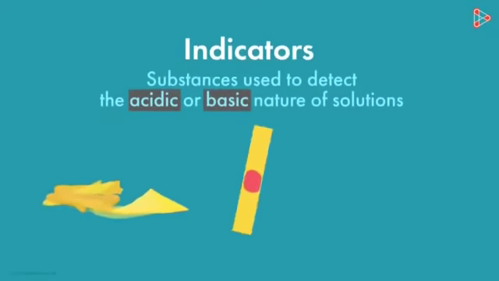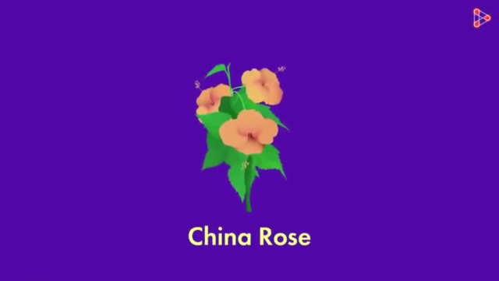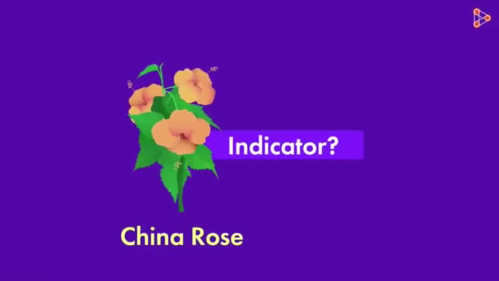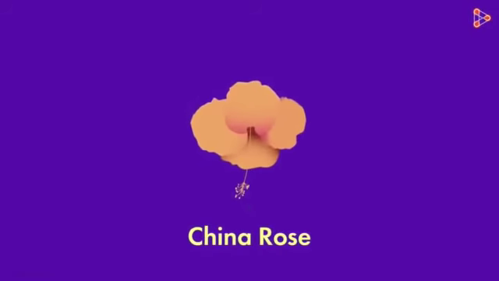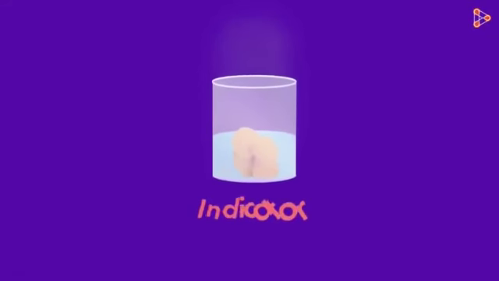We have seen how turmeric acts efficiently as a natural indicator. Now let's talk about another natural indicator, and that is China rose. China rose is a plant. So how can that be used as an indicator? The fact is, the flowers of China rose possess a good ability of detecting acids and bases. So how do we use China rose flower as an indicator? It's very simple. All we have to do is add hot water to the petals of China rose in a beaker and let it rest for some time. This solution can be used as an indicator.